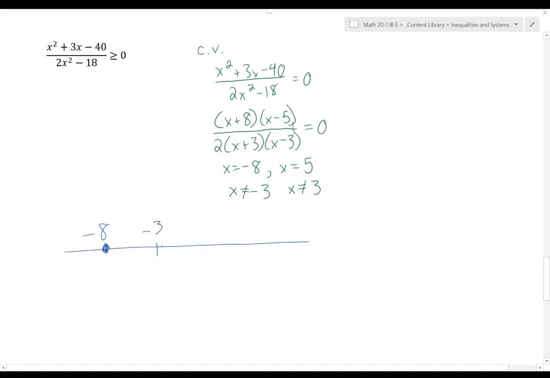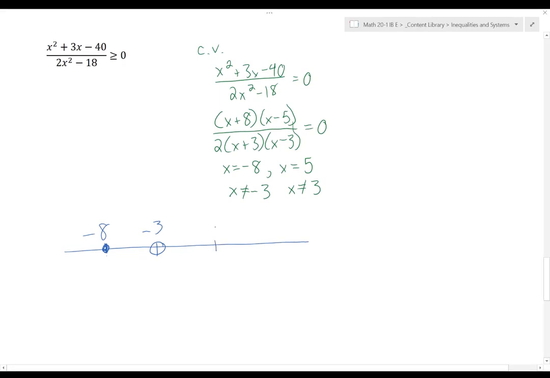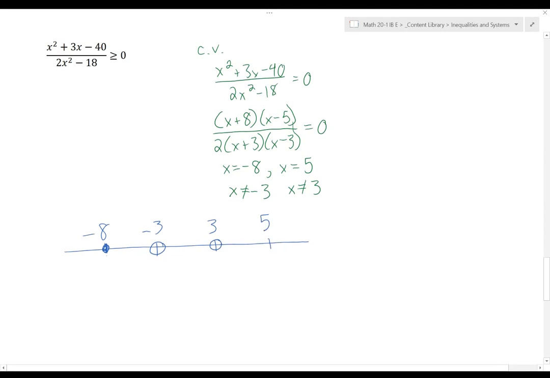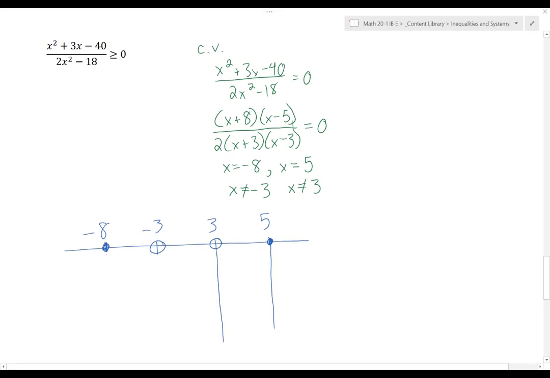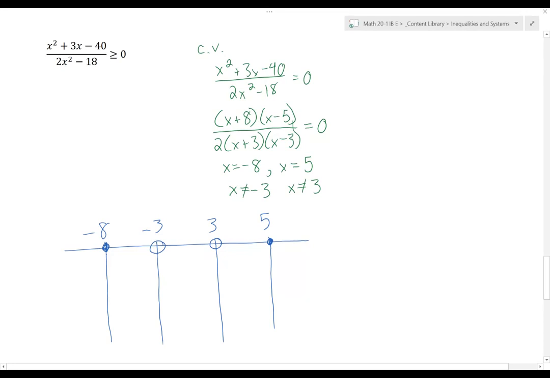-3 cannot be included in my solution one way or the other because x can't be that. I've got 3, which also cannot be included in my solution. And I've got 5, which is included in the solution. So you have to be careful with rationals because some of your critical values may be included and some can't be included. For factors, I'm actually going to look at 5 different things.